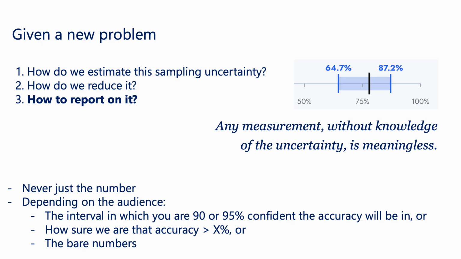So given all that we said, how do we report on the accuracy of our model? I think one thing to keep in mind is we never report just the number. Depending on the audience, we can put the, let's say, interval, like you see here on the top right, where we believe the accuracy of the model is going to fall. We may communicate the interval in which we are 90 or 95% confident that the accuracy is going to be. Or, for example, how sure we are that the accuracy is going to be greater than 90% or 70% or 99%, right? Or maybe we can actually report the bare numbers if the audience can digest that. But I think the important message here is we never report just the bare numbers.